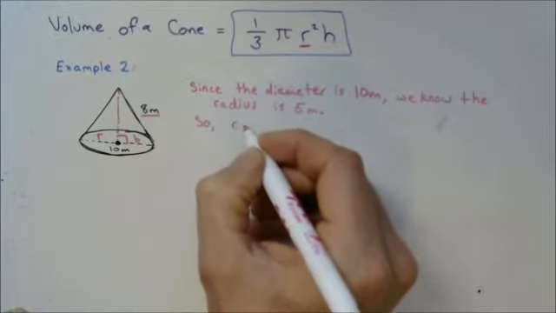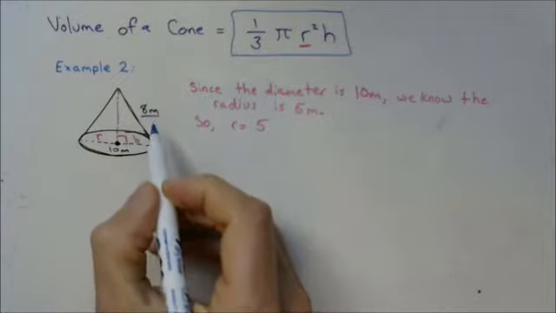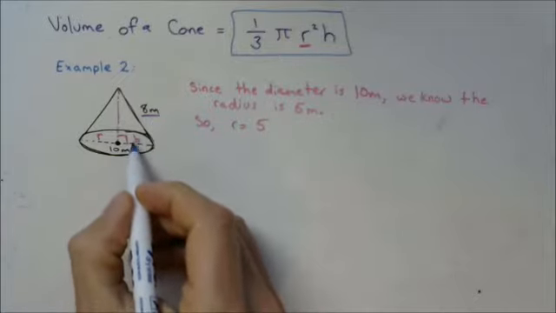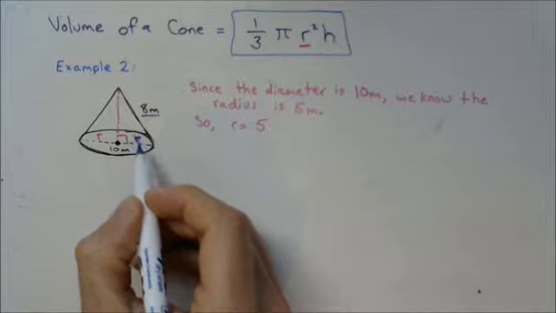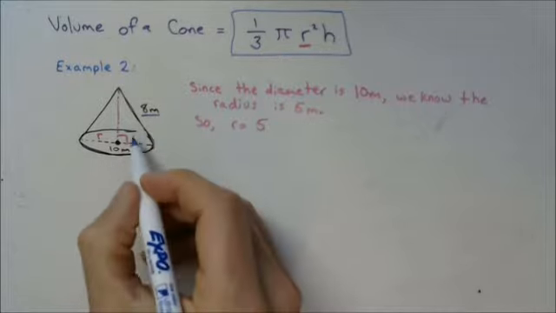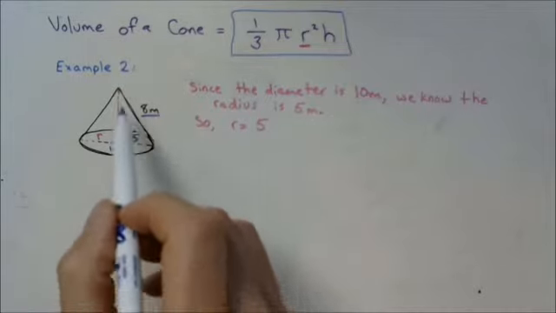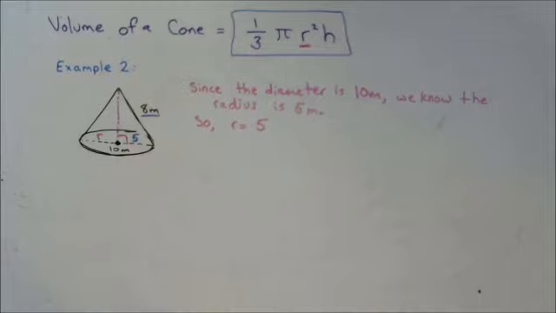So r equals 5. Now let's use that information to determine the height of the cone. We have the hypotenuse and we have the base, or one of the legs, which is the same as r, which is 5. Now, what tool do we have in our toolbox that allows us to relate the lengths of a right angled triangle?